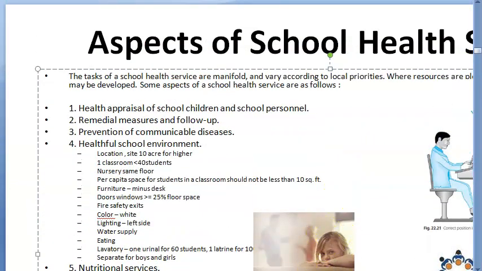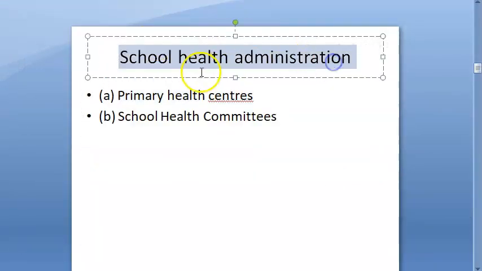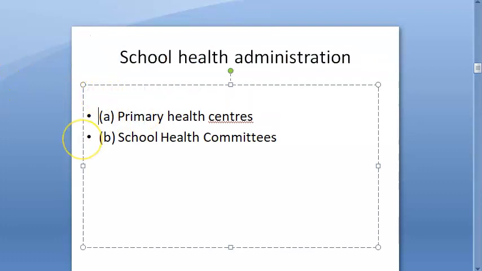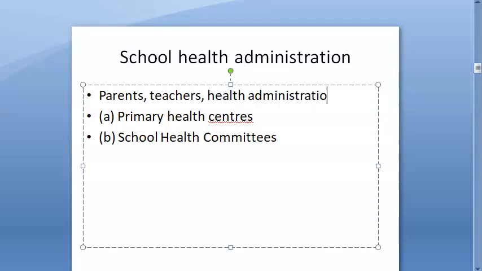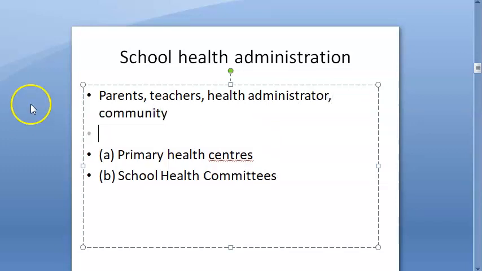Okay, now we will move on to the last part of this video, the school health administration. Health of the child is the responsibility of the parents, teachers, health administrators, community, etc. So success needs coordination between all these people. Simply you just say that, okay? Parents, teachers, the child themselves also you should say. And then health administrators, community, legislation, all that you can blame a lot of things here.